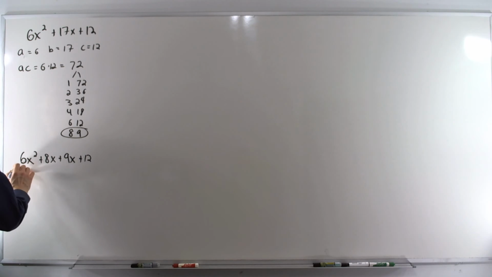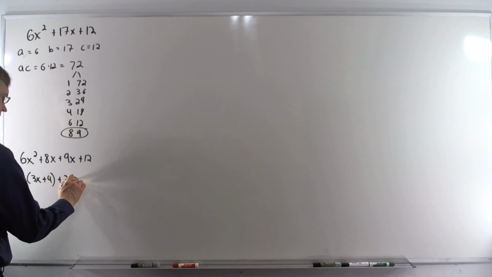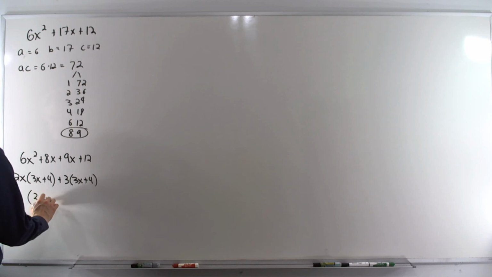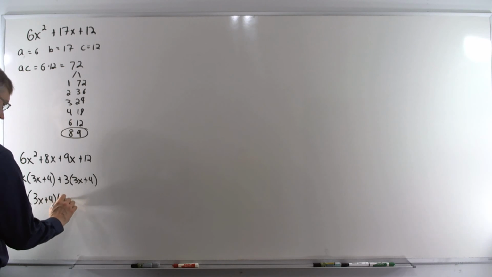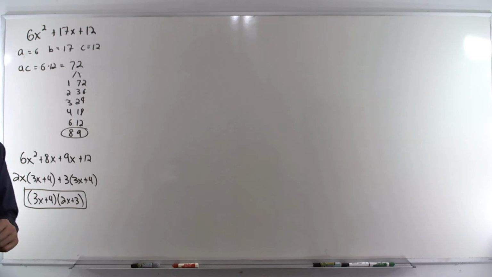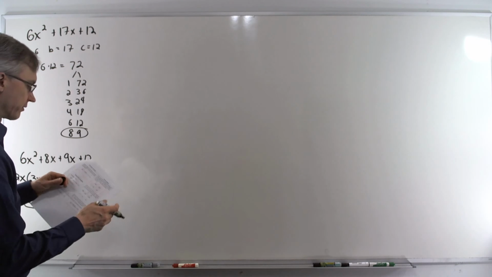All right, now we'll factor by grouping. So I'm going to factor these first two. Factor out a 2x to get 3x plus 4. And here I'm going to factor out a 3 to get 3x plus 4. And we get 3x plus 4 times 2x plus 3. All right, so there's the algebraic technique. Now I'm going to show you more of a visual technique for doing this.